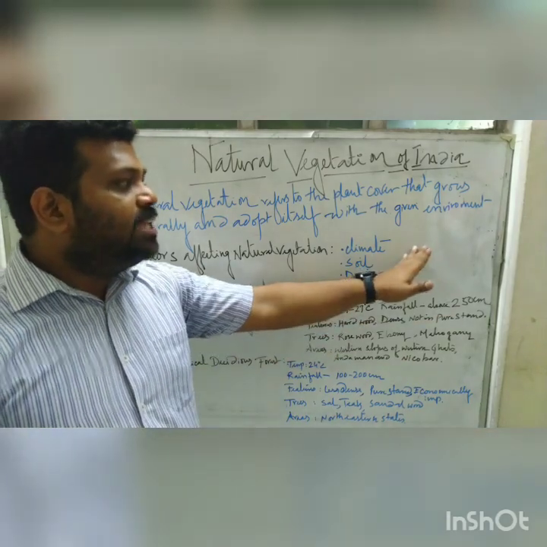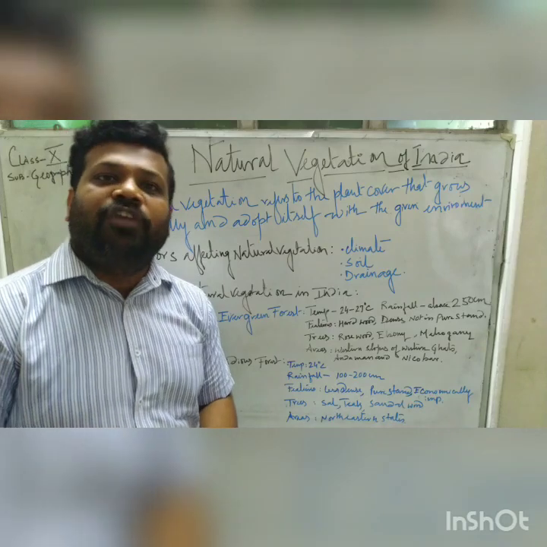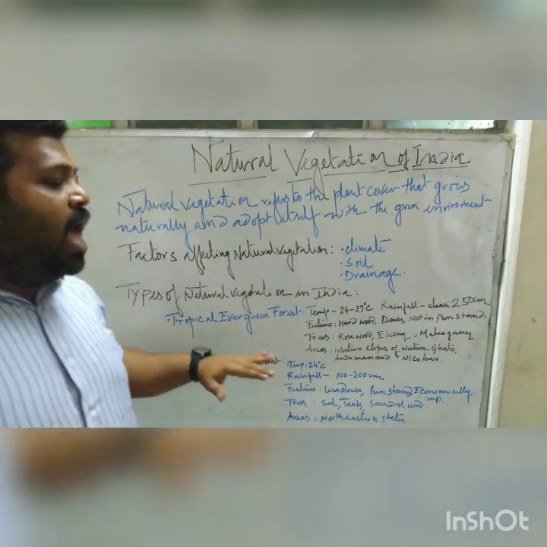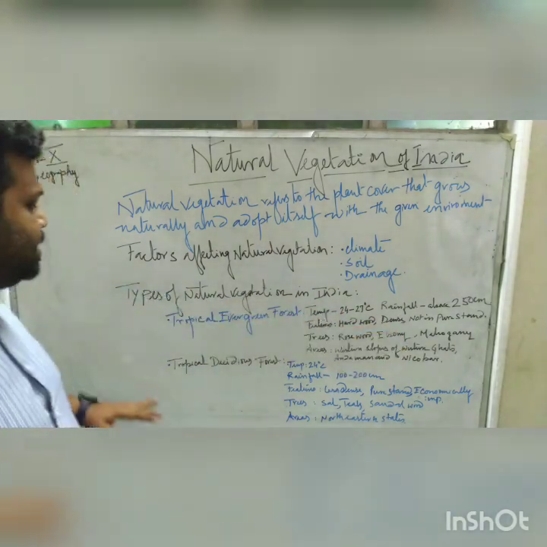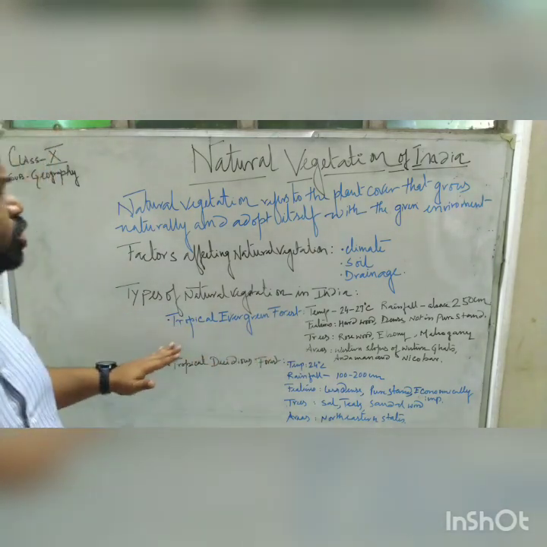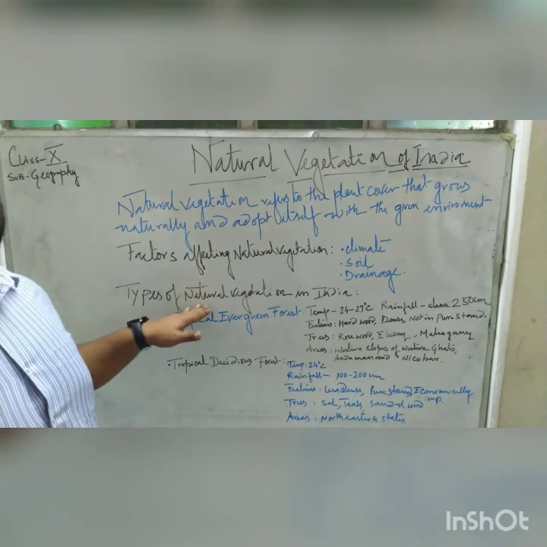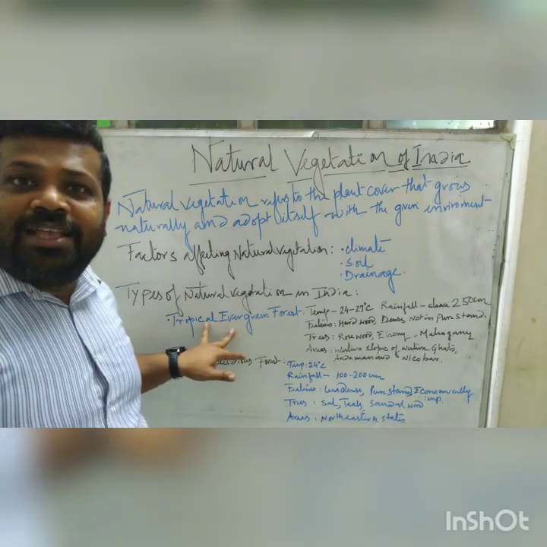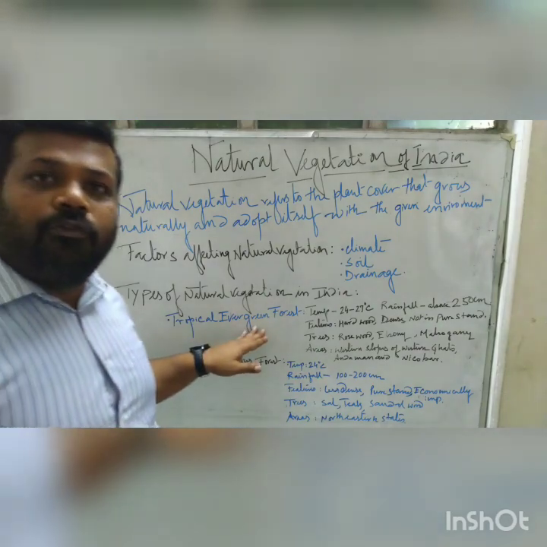Now, basing on these factors, we have classified the natural vegetation of India into the following divisions. Types of natural vegetation in India. First, tropical evergreen forest. As the name suggests, tropical because it is in a tropical region, and evergreen because it never remains leafless, so it looks green throughout the year. That's why it is called tropical evergreen forest.